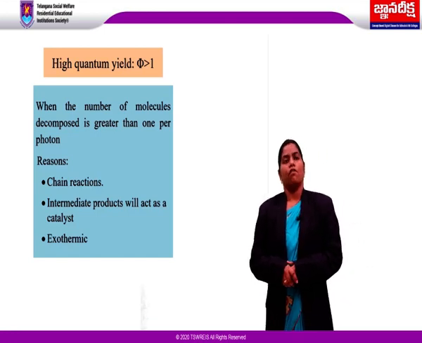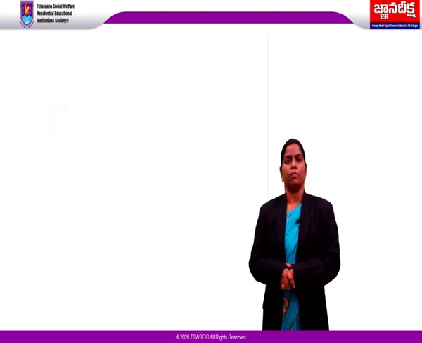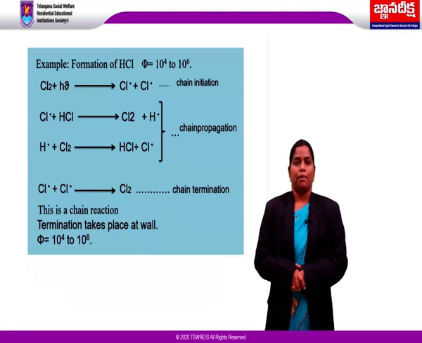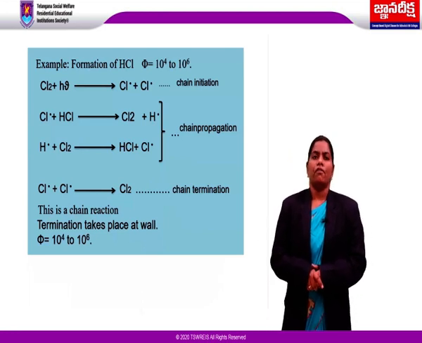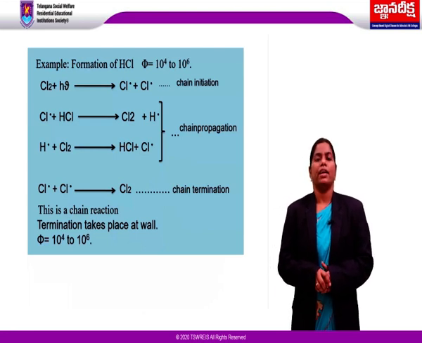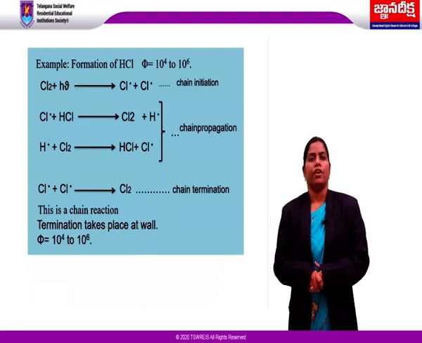One more example is the formation of HCl, whose quantum yield is found to be 10 to the power of 4 to 10 to the power of 6. That means with 1 photon of energy, almost 10 to the power of 4 molecules are converted into products. The reason behind this is a chain reaction.